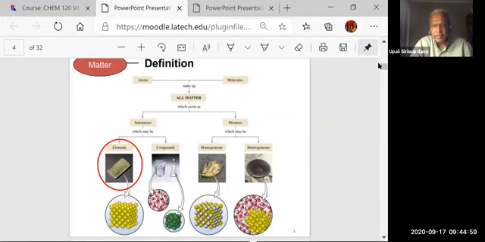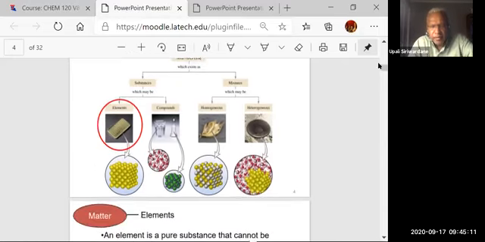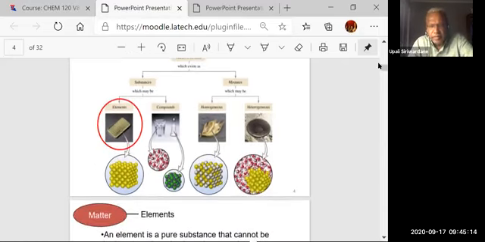Mixtures are of two kinds. One is homogeneous, which means the composition is the same throughout. So this piece of alloy metal in the third diagram is homogeneous. The composition is the same throughout. But on the right side, you can see that the composition is not uniform. That's gold nuggets in water. So it is a heterogeneous mixture.